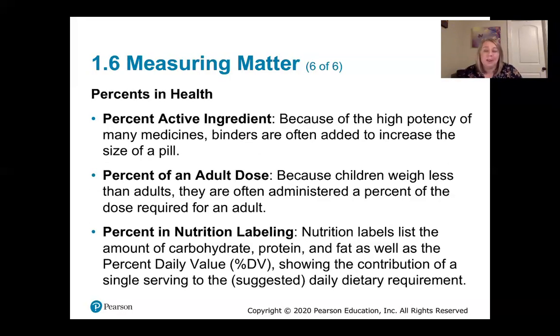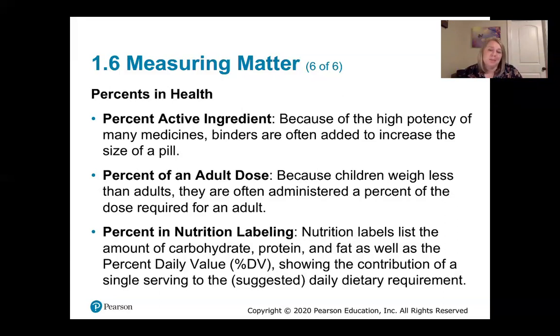There are a couple of different places that you're going to see percents. You're going to see percent active ingredient. So for example, if you prescribe someone to take aspirin, that big aspirin, or relatively big aspirin, is not a whole lot of actual active ingredient of the drug. Oftentimes you're only prescribing really a small amount of the active drug, and it's really hard to handle that small of an amount. And so what they do is they mix the active ingredient with something else, a binder, usually a starch or something like that, and it increases the size of the pill so that you don't basically lose it.